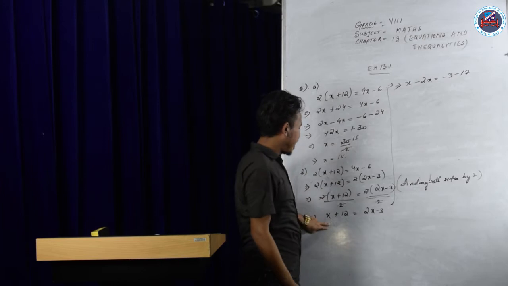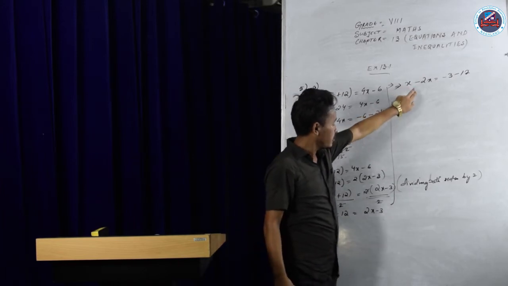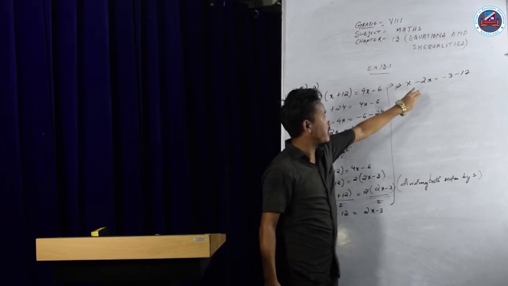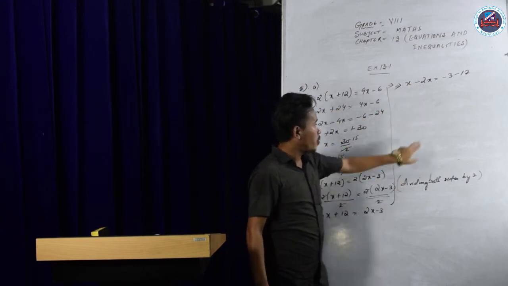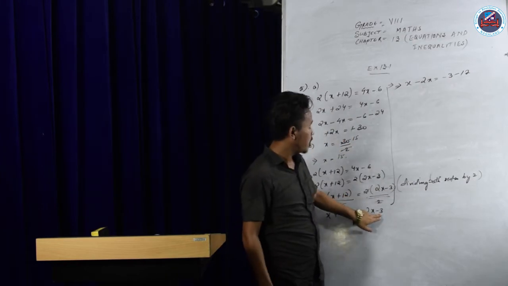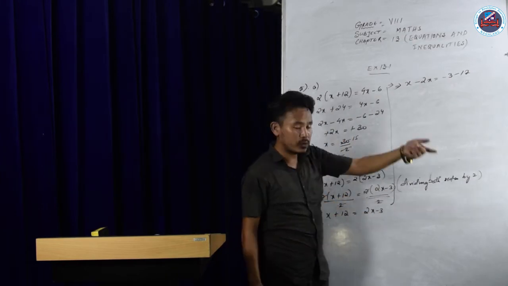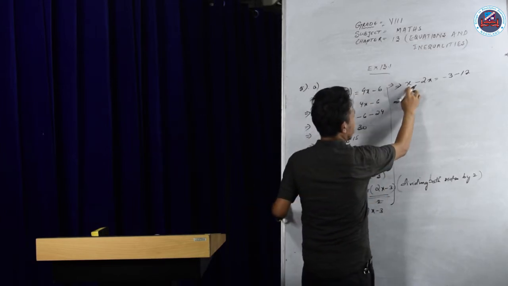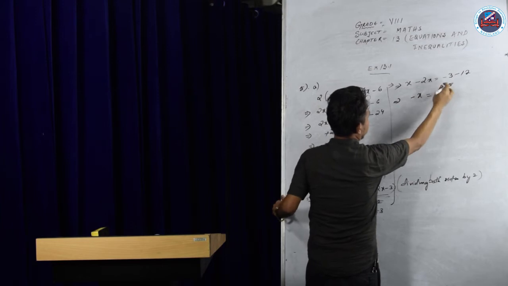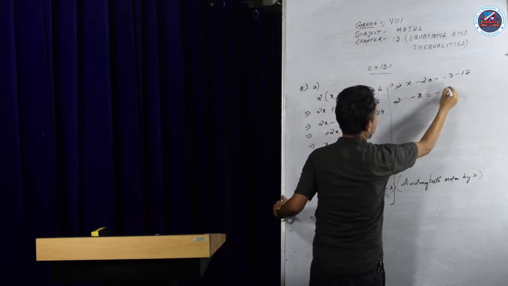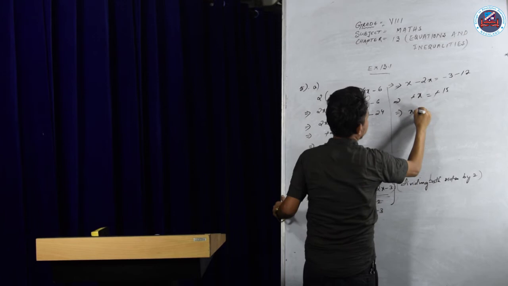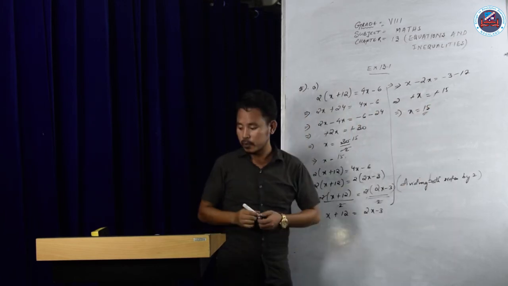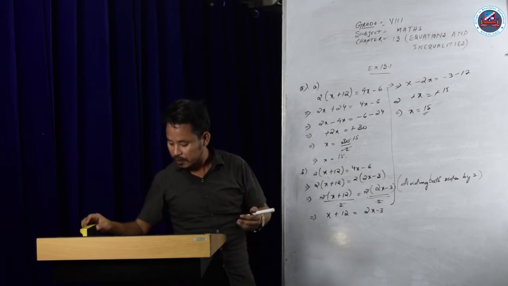If you can see, 2x I have shifted from the right hand side to the left hand side, so it becomes negative, minus 2x. Already we have minus 3 here. So this plus 12, if I shift it to the right hand side, becomes minus 12. So here we get x minus 2x, I get minus x, minus 3 minus 12, I get minus 15, minus and minus cancel, so x equals 15. That's it. Now we'll move on to the next question, that is question number 6.